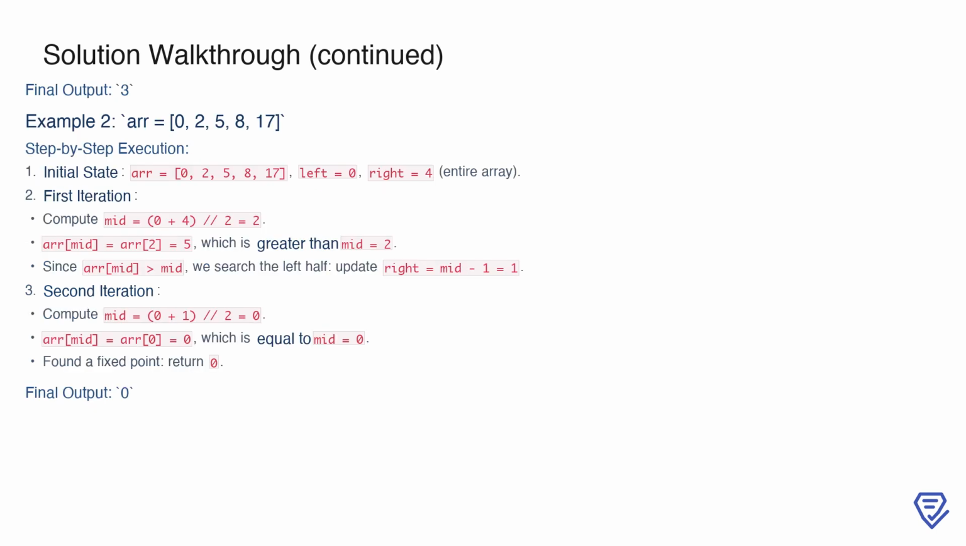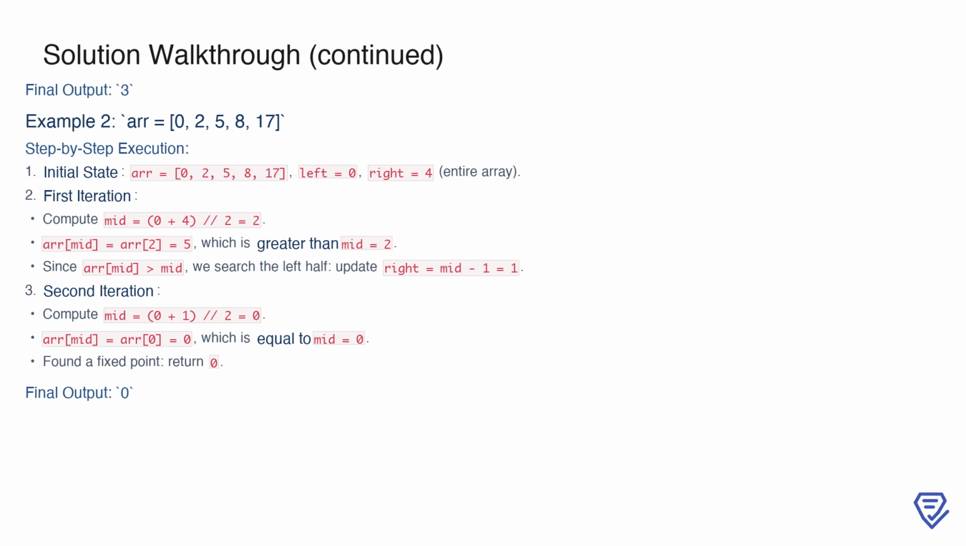Now let's consider a second example with the array 0, 2, 5, 8, 17. Again, we start with the entire array, setting left to 0 and right to 4. In the first iteration, the midpoint is calculated as (0 + 4) // 2 equals 2. The value at this index is 5, which is greater than the index 2. When the value at mid is greater than mid, it means any potential fixed point must be in the left half of the array. So, we update right to mid - 1, which becomes 1.